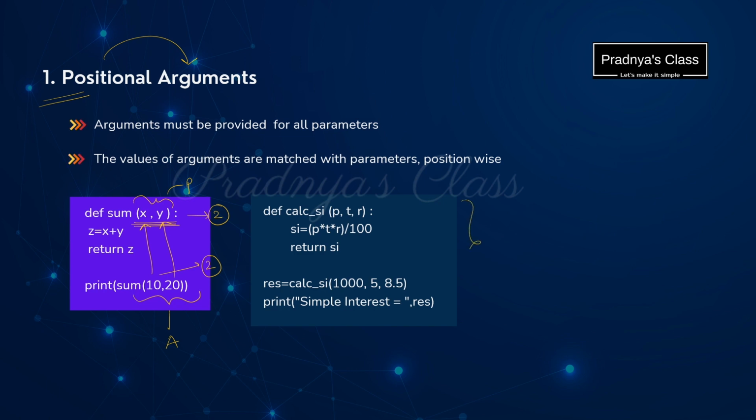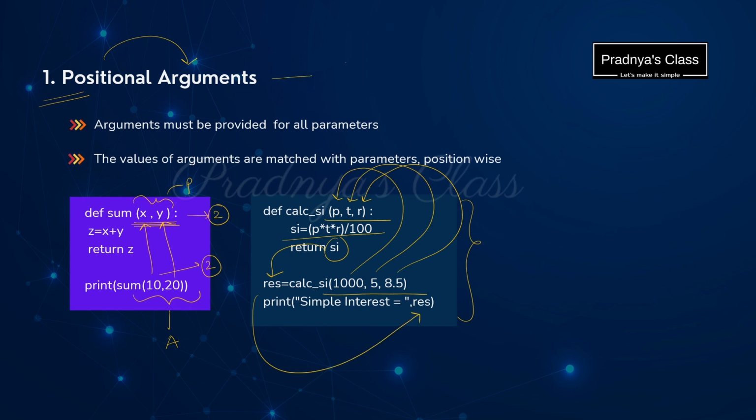Here is one function to calculate the simple interest. There are 3 parameters. That's why there are 3 arguments too. 1000 will get initialized to P, 5 will get initialized to T and 8.5 will get initialized to R. We are calculating the result and returning it, which we are accepting in one variable and printing. We can conclude from our discussion that in case of positional arguments, we have to pass values for all the parameters. We cannot skip any one.